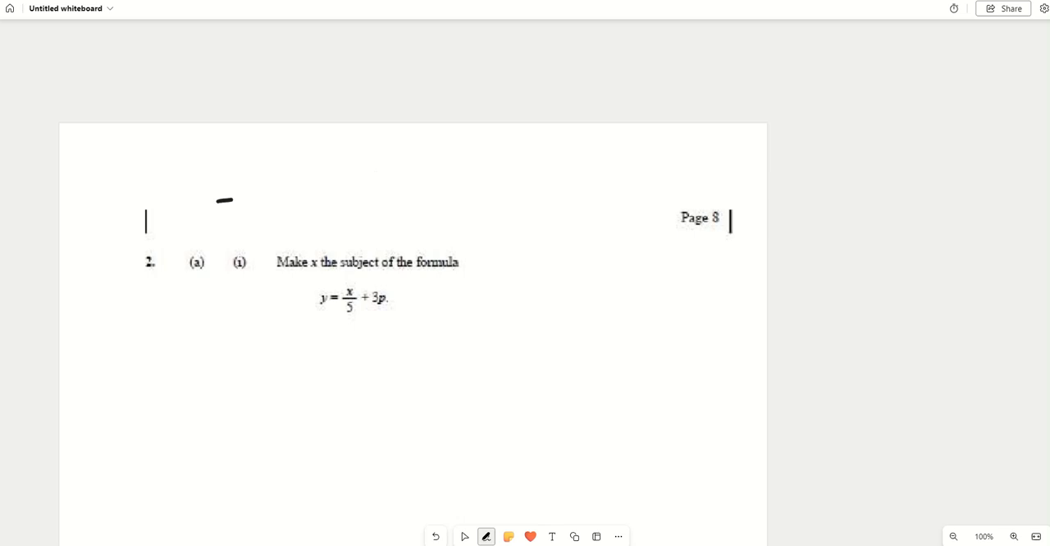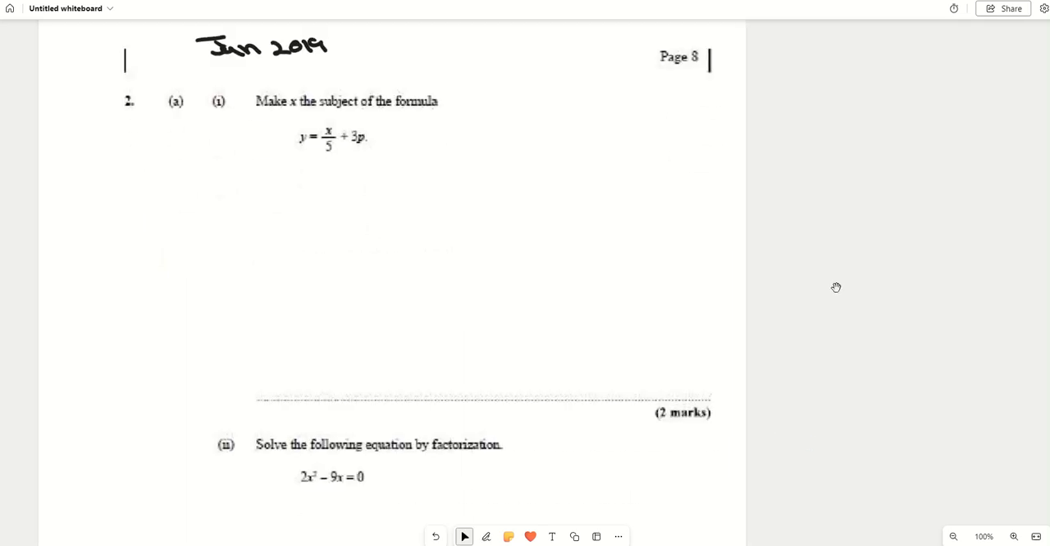Hi, good day everyone. So today we're going to be doing January 2019, paper 2, number 2. First question here says make x a subject of the formula. So you want x to be the subject. So we have y is equal to x over 5 plus 3p.